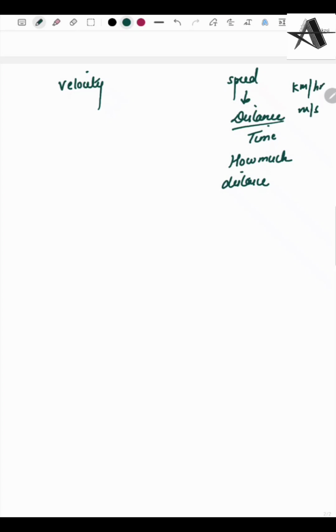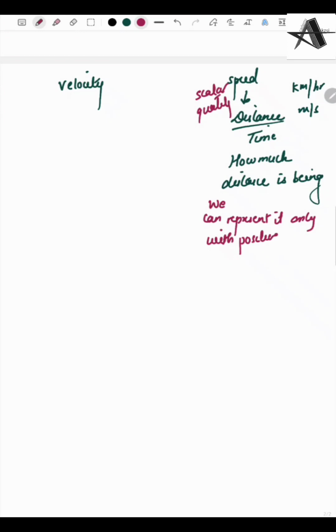And coming to the most important thing, whether it's a scalar or a vector quantity. See, because it's distance over time, this is a scalar quantity. You cannot specify the direction of your speed. So it's always going to be a positive answer that you can write. So this is a scalar quantity, and this is why we can represent it only with a positive value.